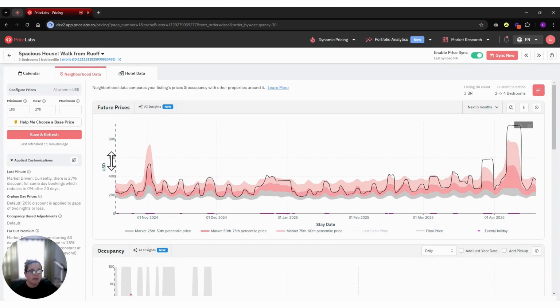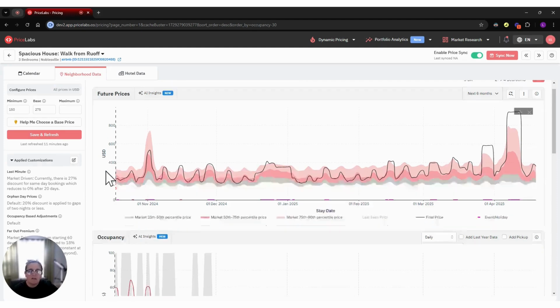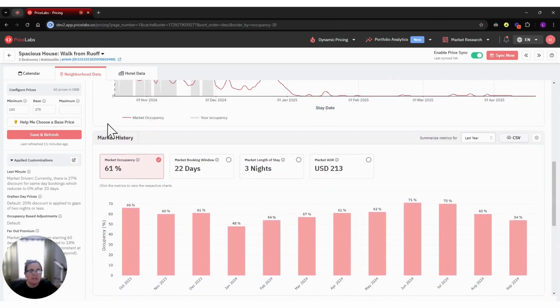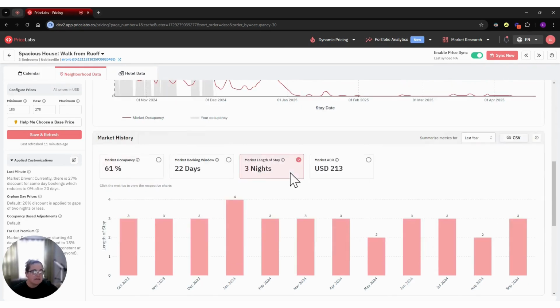If you are interested in seeing what the market is doing, I highly recommend that. So if you scroll down just a smidgen here, you've got your market history section. What this tells you is some really good info on market length of stay. So, in my area, for example, the average length of stay that people are booking is around 3 nights. It fluctuates throughout the year and drops down to like 2 nights on some months. It increases up to 4 nights in January in some months.